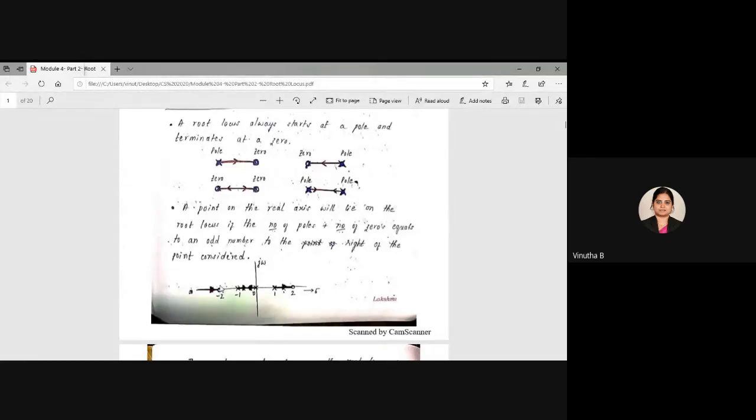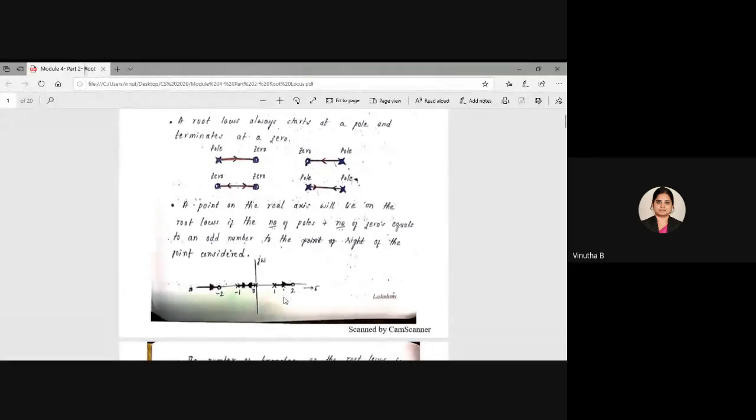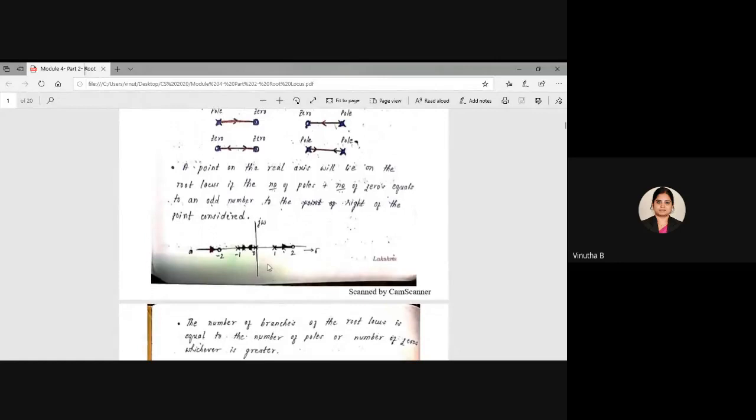Whenever you locate a point like this, you have to look to the right of this point. If you find that the total number of zeros and poles together is, what he says, will lie on the root locus if the number of poles, that means, okay, just a minute. Where is the test point here which is taken? There is a mistake in what she has said. One second, just let me verify this.